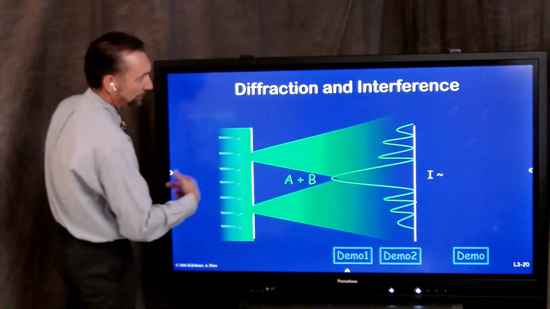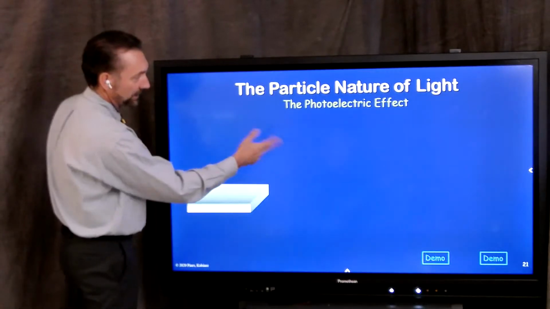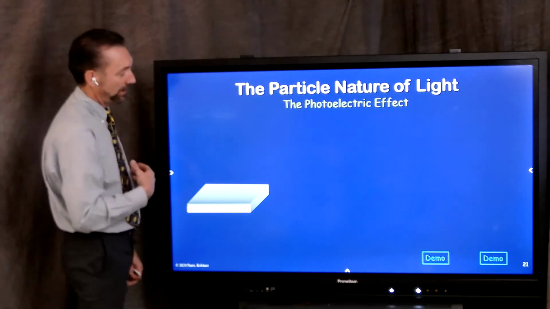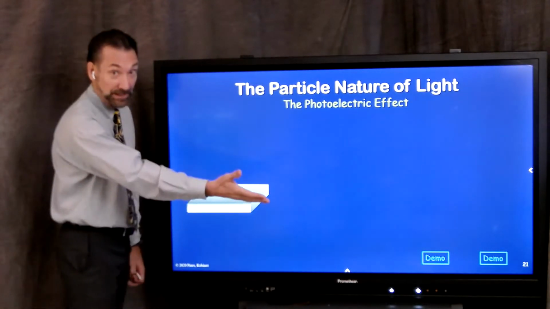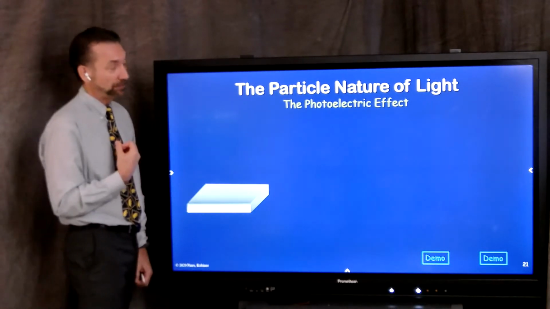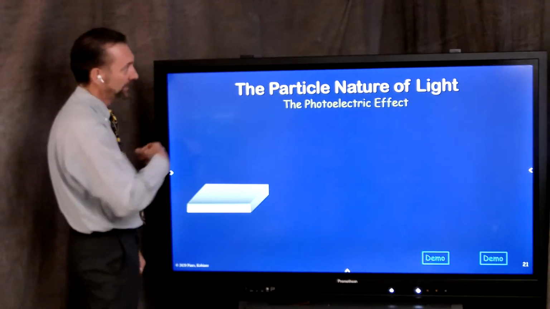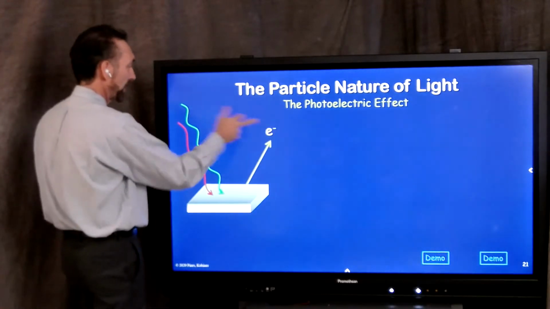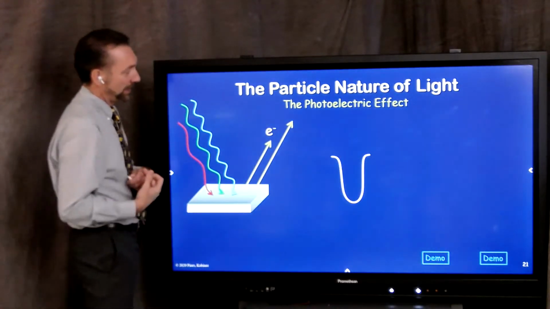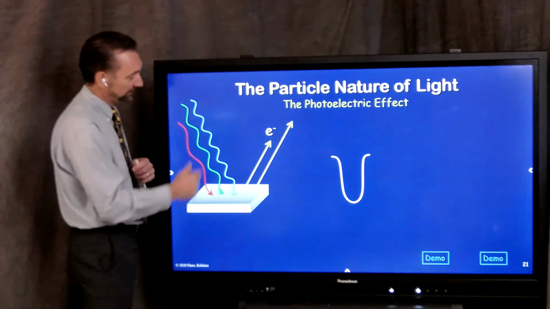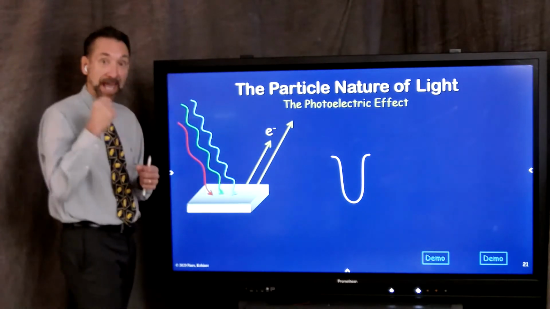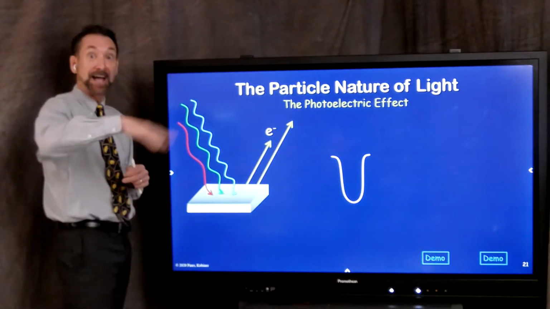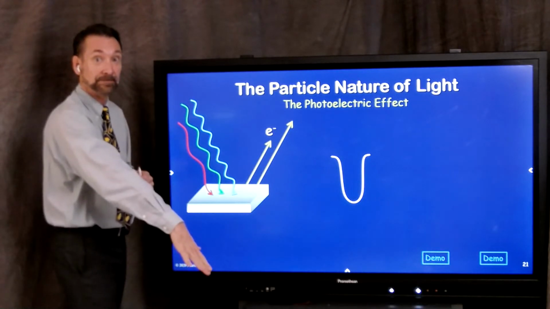We also talked about how the intensity of the peaks was related to the probability of a photon striking in that position. And then we talked about the photoelectric effect, how electrons are ejected from metals based on the energy of the photon and not the intensity of the light.